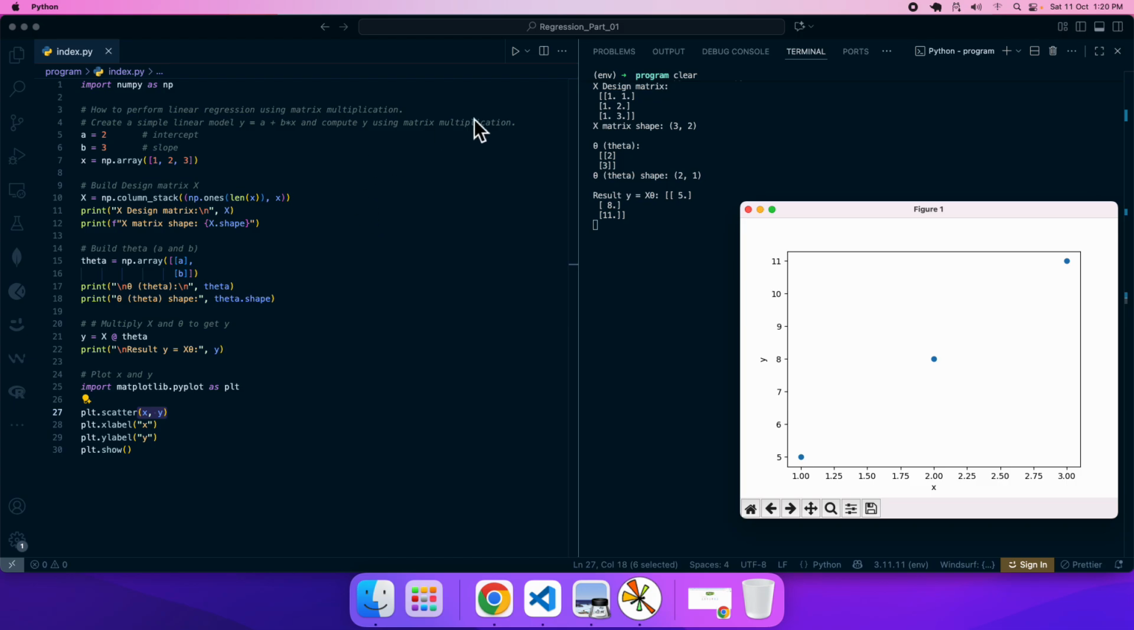So from this particular program, I demonstrated how we can transform the linear model into matrix form, and that too with the help of the matrix multiplication operator. So this is the content of this particular video, and here we have worked with only a single variable.